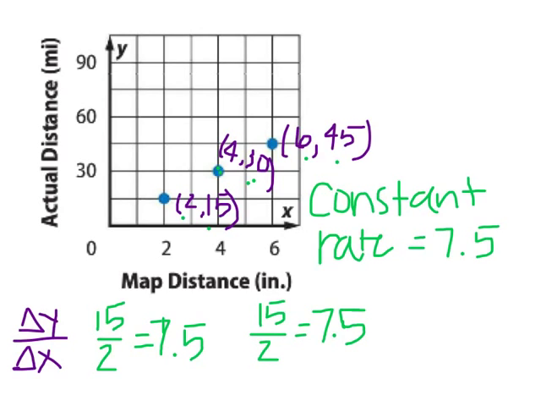So to sum up, if it has a constant rate of change, if it's increasing by the same thing every time, then it's going to be proportional.